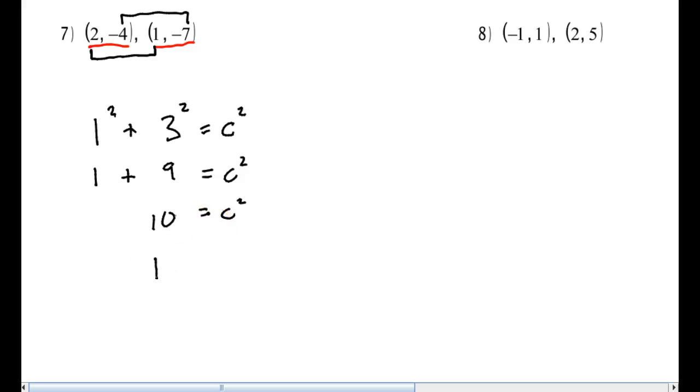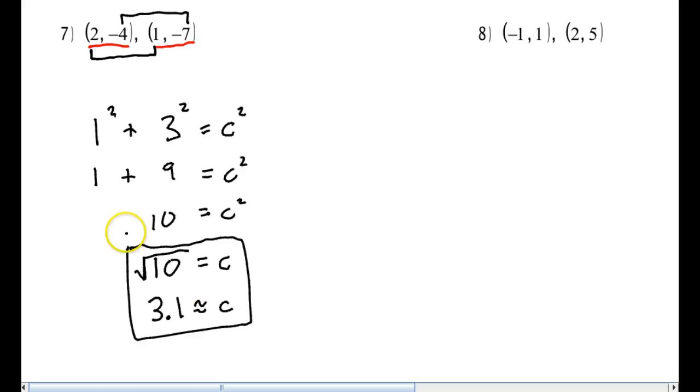So what does c equal? Square root of 10, which is approximately equal to 3.1, which we did earlier. So you notice how we used a little more common sense. Well, how far is it from 2 to 1? That's 1. How far is it from negative 4 to negative 7? 3.